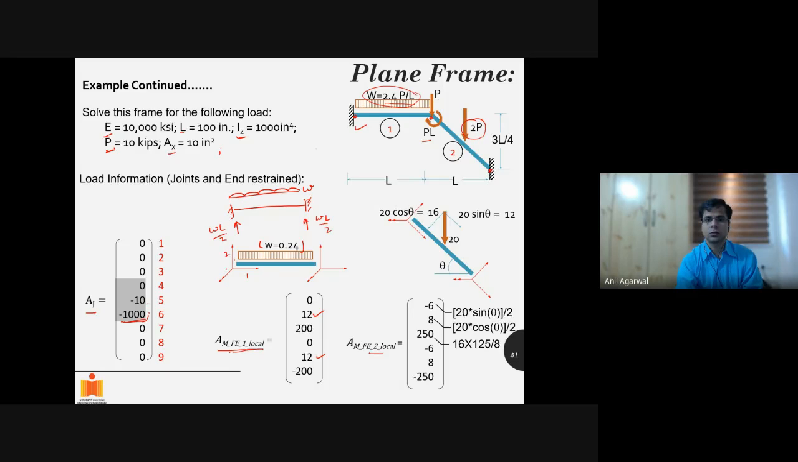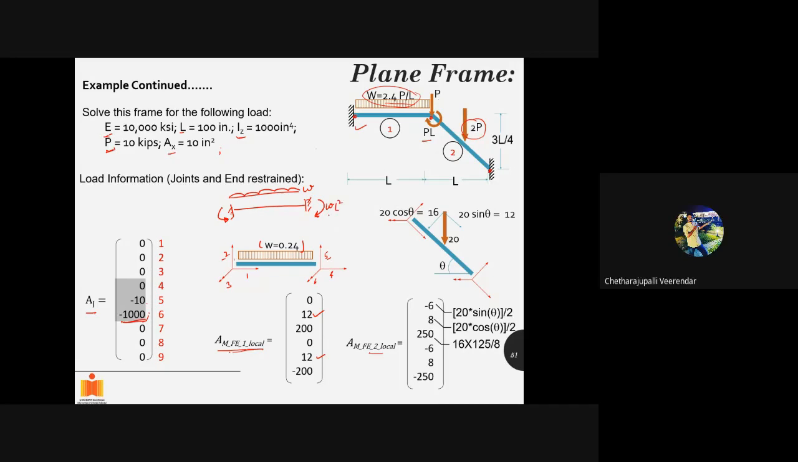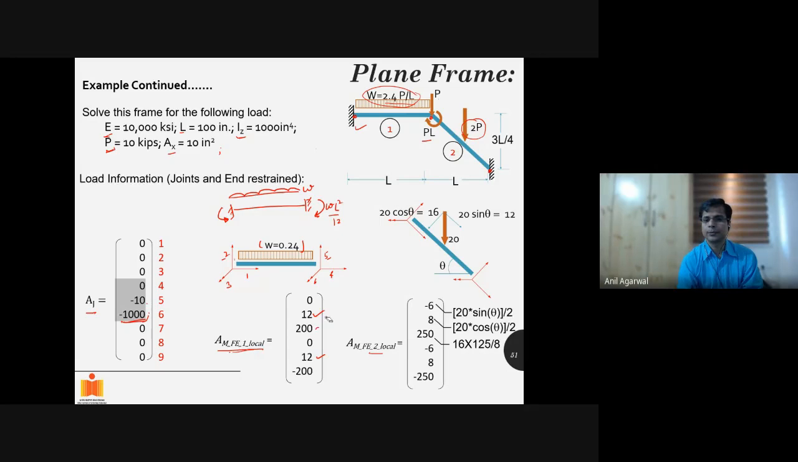So this is 1, 2, 3, 4, 5, 6. So in the second degree of freedom and the fifth degree of freedom, I got WL by 2. What other reactions would there be? There will be moments and moments, right? How much is that? WL square by 12. That turns out to be 200. Okay. So in the third degree of freedom, you got in the anti-clockwise direction, right? So I'm keeping it positive. But in the sixth degree of freedom, I got clockwise direction. That's why I'm calling it negative. So minus 200 on the sixth degree of freedom, that is this one. And plus 200 is this one. Agreed? So I got the end forces for member 1.